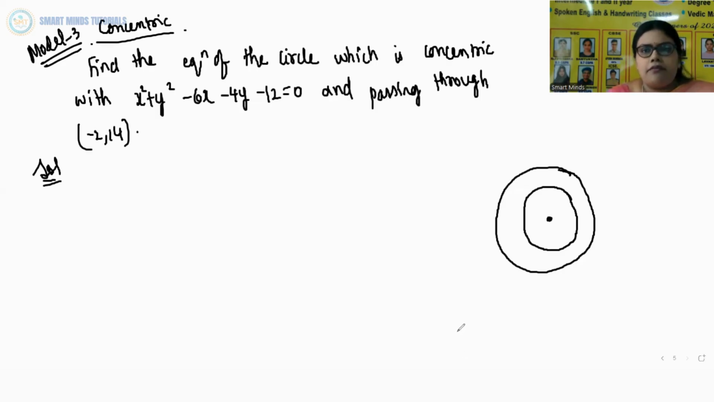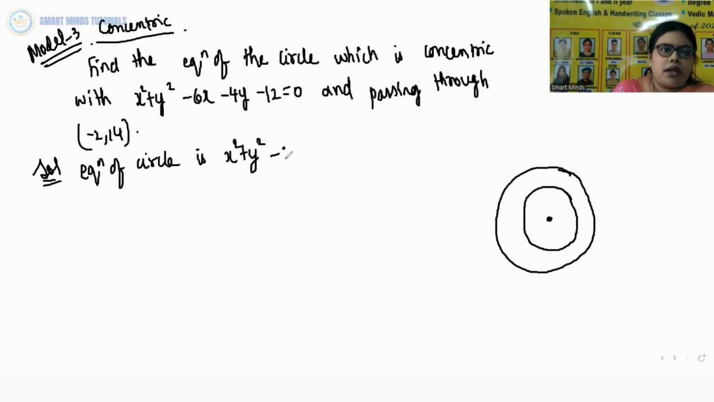Concentric circles have the same center. So now one circle equation is given to us. So equation of the circle is x square plus y square minus 6x minus 4y minus 12 is equal to 0. This is the given equation.